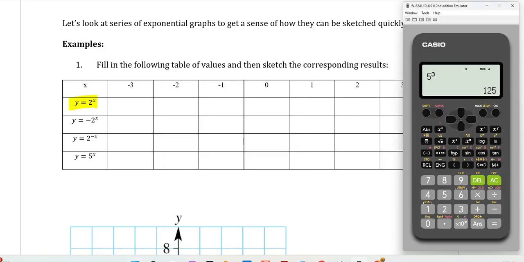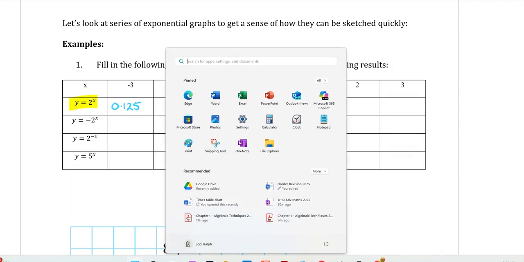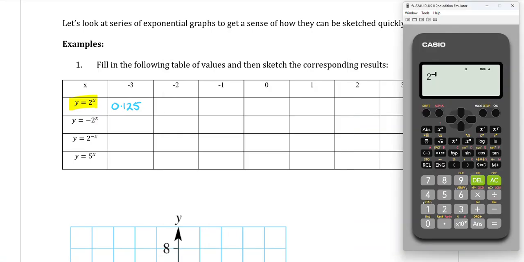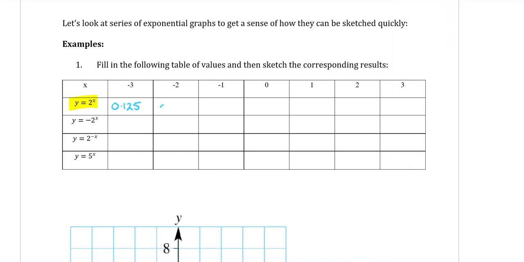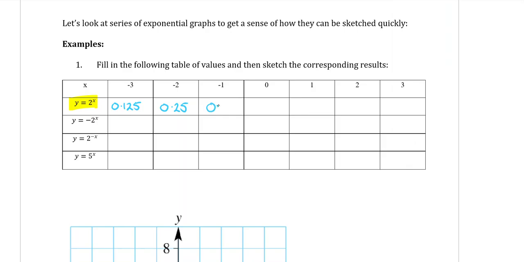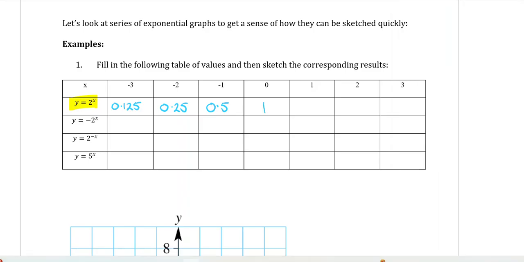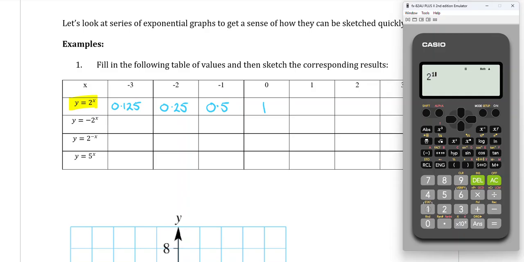So starting with x is equal to negative 3, we want to put in 2 to the power of negative 3, which is equal to 0.125. Then 2 to the power of negative 2 is 0.25. Then 2 to the power of negative 1 is 0.5. Then to the power of 0 is 1. To the power of 1 is 2.